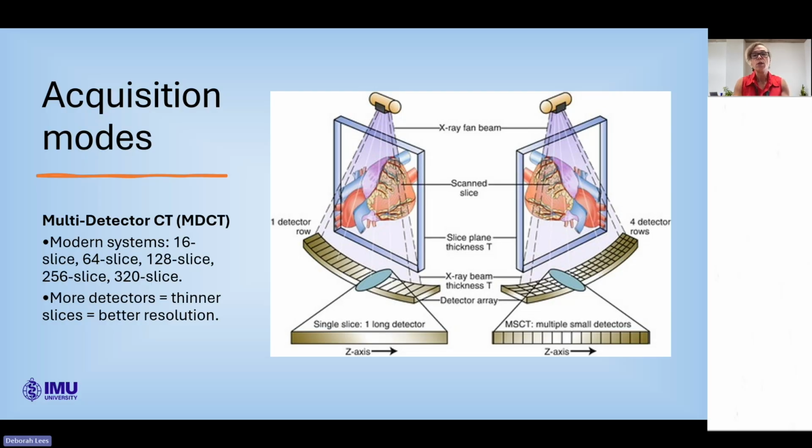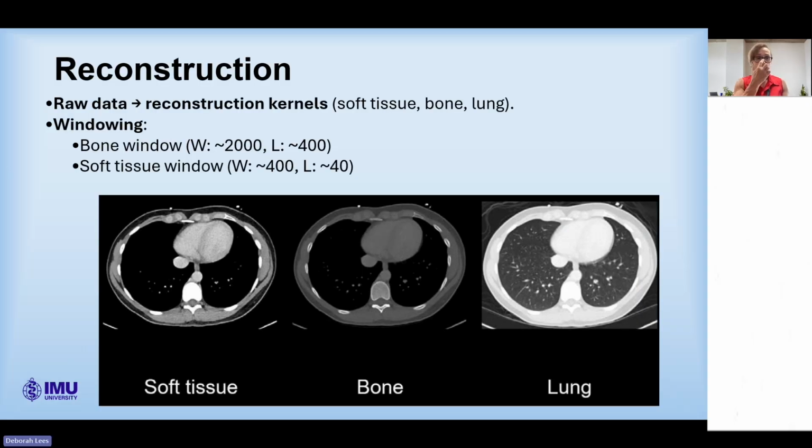So in our hospital, we don't have a 320 slice. That's more for a research basis, but some of the big teaching hospitals have very, very sensitive multi-detector machines. And then we've got our reconstruction.